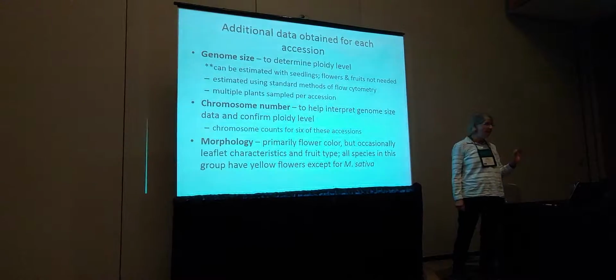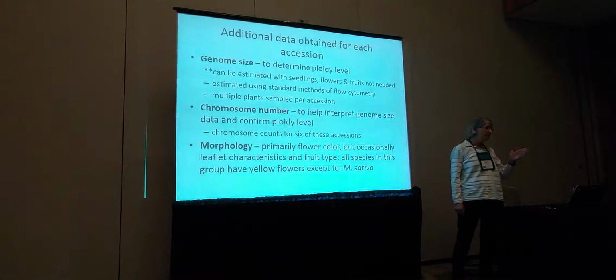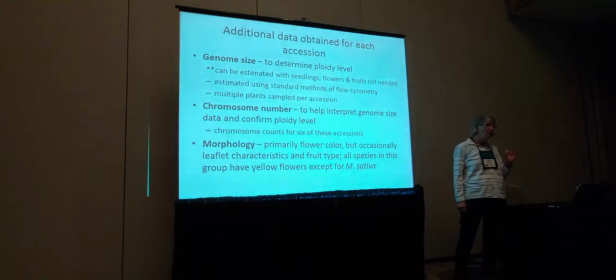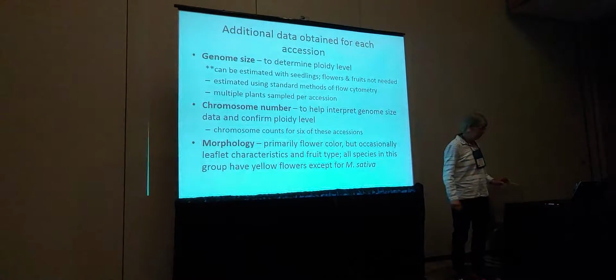Almost all of them have yellow flowers, except for Medicago sativa, which has one variety that has yellow flowers, but all the rest of them have purple flowers. So it's a pretty easily distinguishable characteristic, the yellow versus purple.